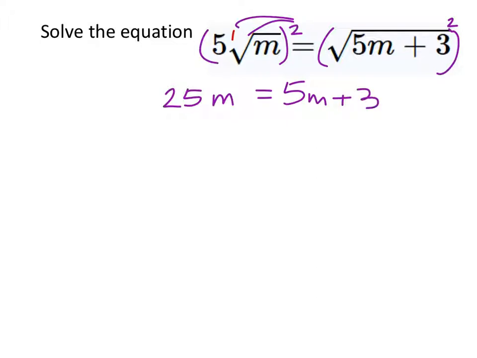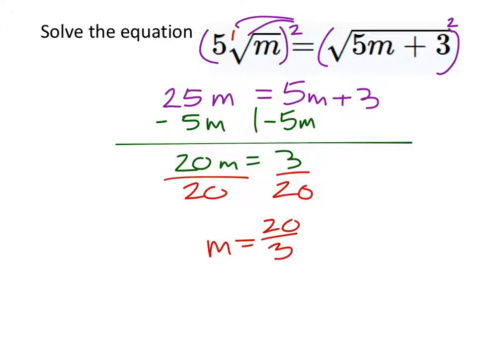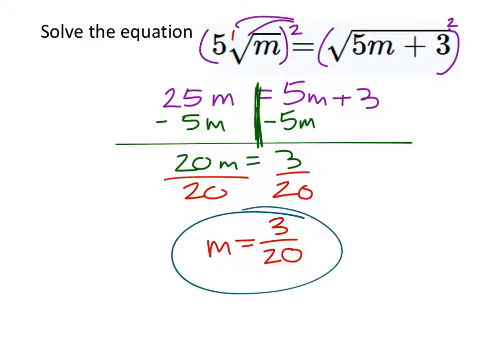Hey, that's not too bad. We can solve that one. Subtract 5m from both sides, and then we'll divide both sides by 20. Get m equals 20/3. Well, where did the... Yeah, 3 over 20 is better, by the way. So, there we go.